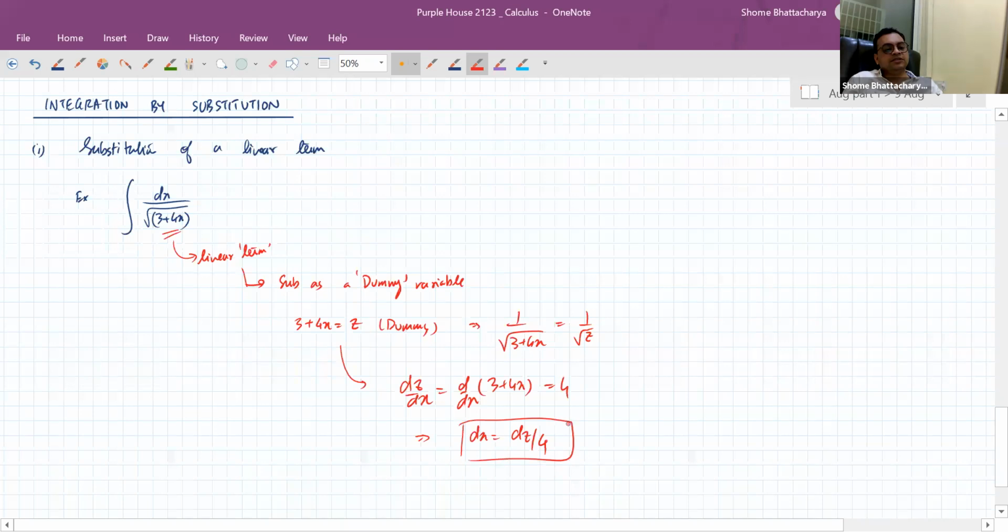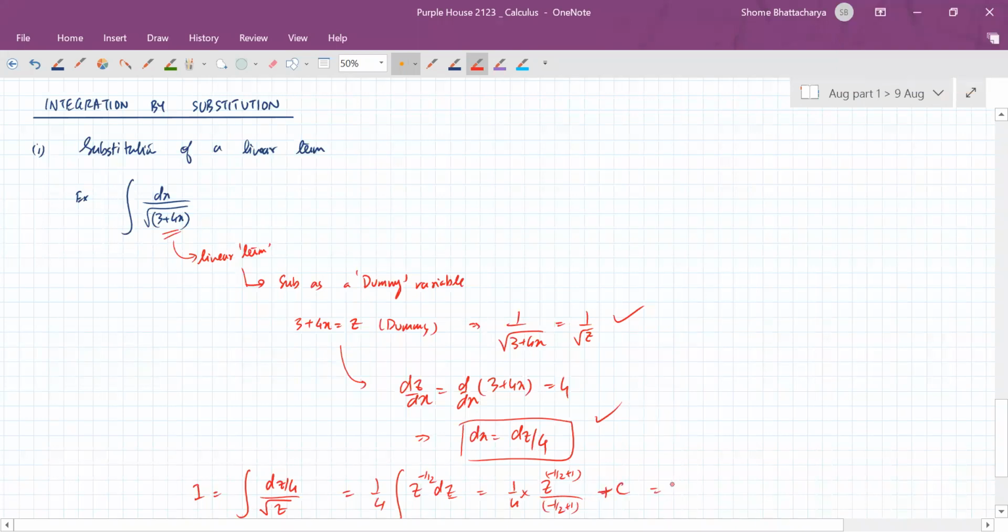So this term will be substituted and this term will be substituted, and the integration will become, in place of dx, I will substitute dz by 4, and in place of 3 plus 4x in the denominator, it becomes this. Now 1 by 4 is a constant, so I can bring it outside and I can make this z to the power minus half, and then just apply the normal formula of integration. So it is 1 by 4 into z to the power minus half plus 1 upon minus half plus 1. So that is plus c, of course.